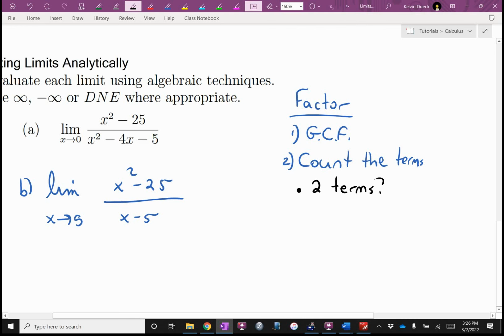There are other 2-term factorings. There's something called sum and difference of cubes, but we don't teach that in our curriculum, so I don't think Mr. Camozzi is going to throw it at you. If there's 2 terms, the only thing that works is what we call difference of squares. Hey, there's a subtraction sign, perfect square, perfect square. If that doesn't work, it doesn't factor. That does not factor.